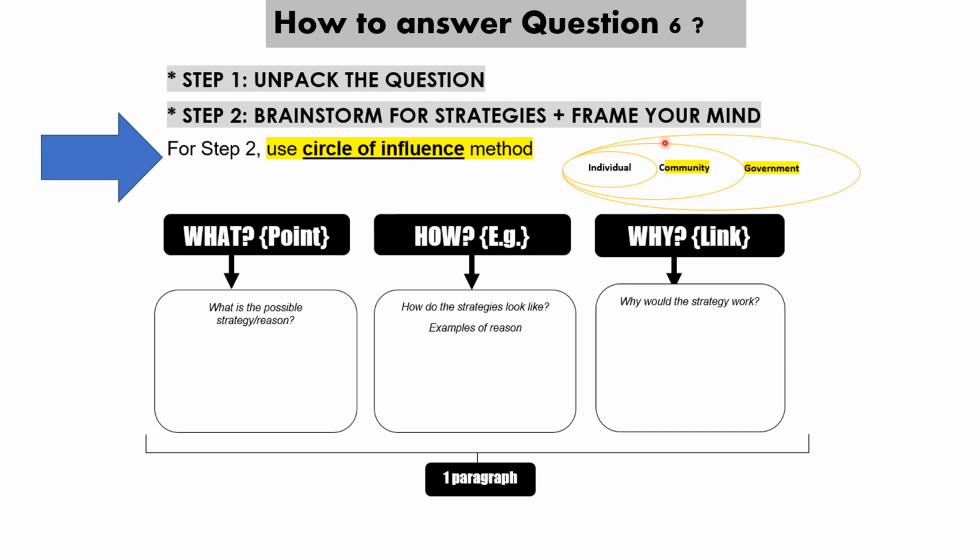So that means when you look at strategies, you look at the three different points of view. Okay, and specifically if you look at this sort of graphic organizer, so what is a possible strategy, how do the strategies look like, and why would the strategy work? So you can look at it again in terms of the different influence or the different perspectives, individual, community, and government. So for N level, okay, one paragraph of this would be sufficient, whereas for the O level, you would need to write, for example, 2 paragraphs.